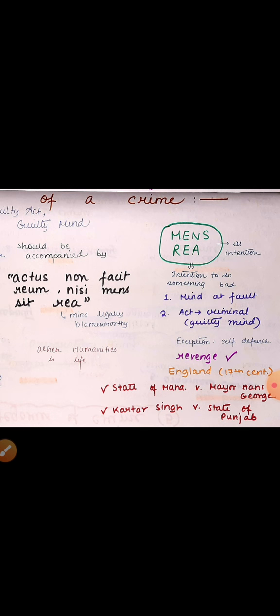And this was established in two cases: State of Maharashtra versus Mayer Hans George. Alright, this was decided in 1965. It's insignificant to remember the year. It's not important. Don't confuse yourself with so much information. And also in Kartar Singh versus State of Punjab, the Supreme Court made a similar judgment that we have to include mens rea unless it's expressly or by necessary implication ruled out from a statute or a law.